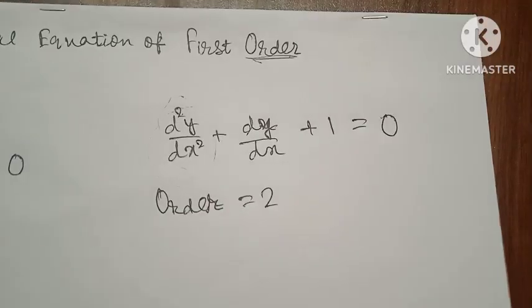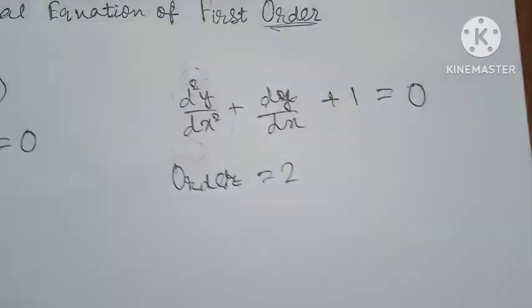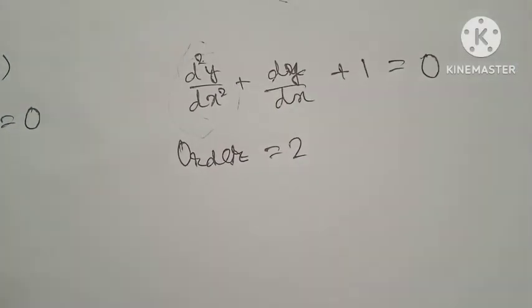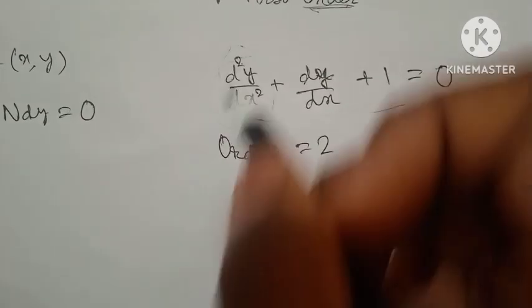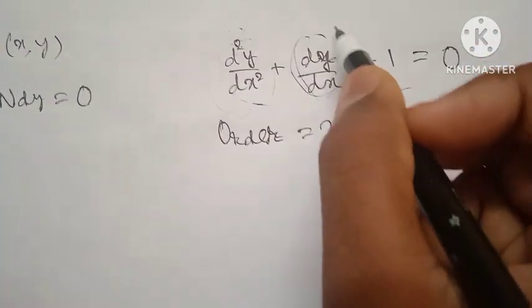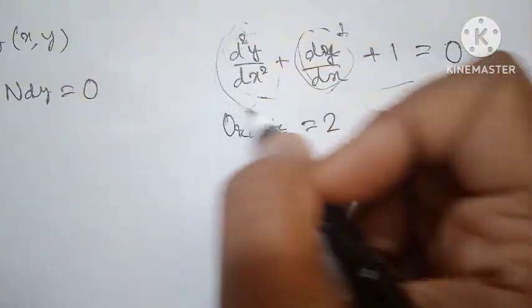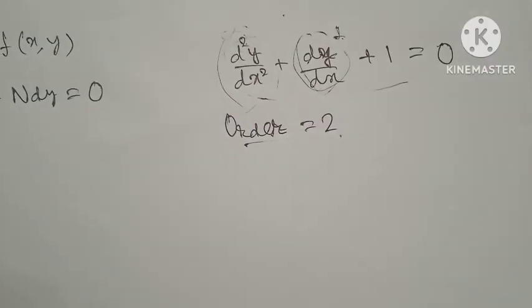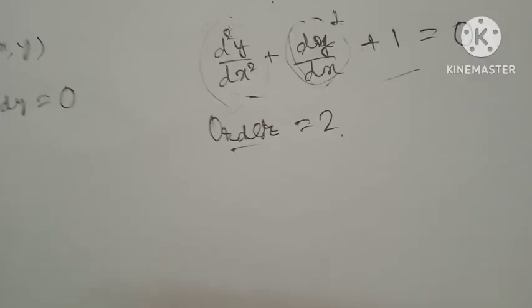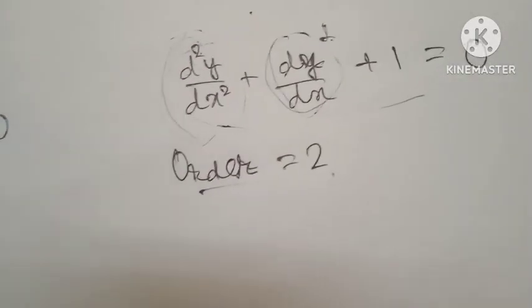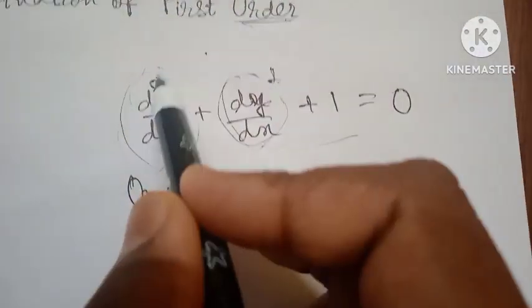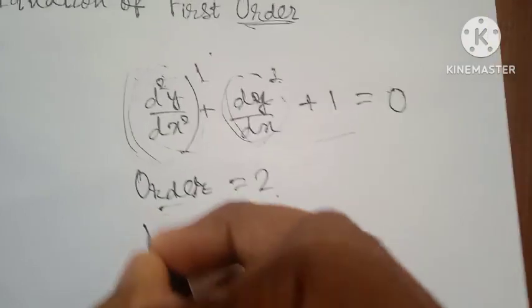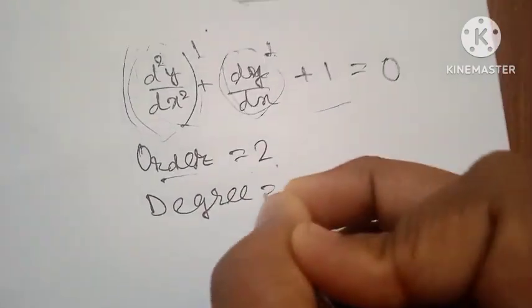Now what will be the degree? The degree will be the highest degree of the highest order. That means the order here is 2 because it is the highest order in this equation. For this term it is 1 but it is not the highest. The 2 is the highest, so order is 2, and degree will be the highest degree of the highest order, that is for the second order term. Here the degree of this is 1, so degree equals 1.